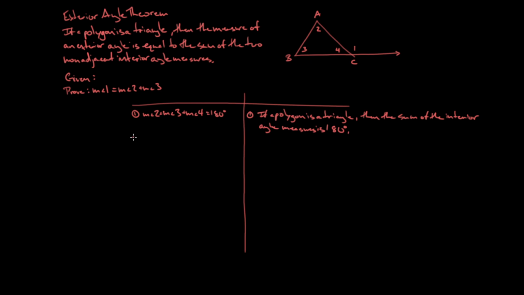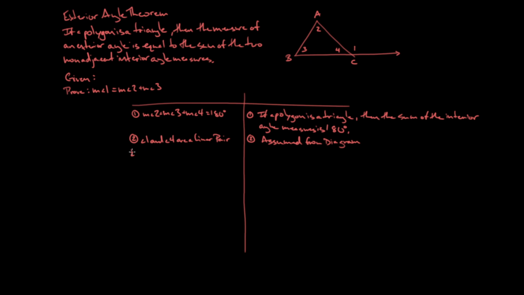So on to statement 2. I've dealt with angles 2, 3, and 4 now. Now I need to look at angles 1 and 4. I have to connect those together, and what I can pull from the diagram is the fact that they're a linear pair. So angle 1 and angle 4 are a linear pair. This is just assumed from the diagram. That's one of the things I can pull straight from the diagram.